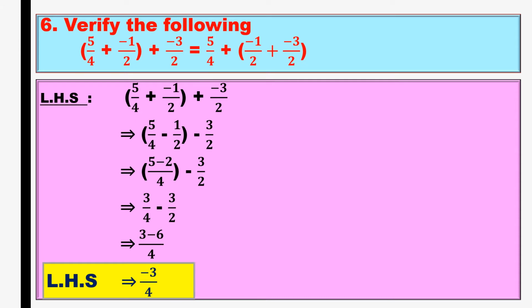Okay, so we finished with LHS. Now we'll solve with RHS. So you got LHS as minus 3 by 4. You remember this answer, minus 3 by 4. Our RHS is done in next slide. So let us go to the next slide.